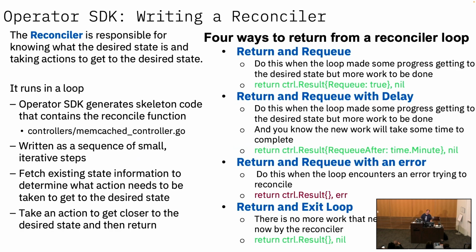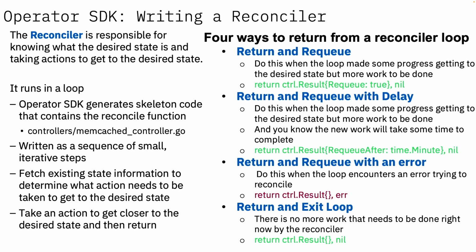The hard part is what's called writing a reconciler loop, and again, it just runs in a loop. And there are a couple of ways it can return. If it's made progress and gotten to the desired state, it does a return with a requeue, which means, okay, there's more work to be done, so go back into the loop again. The next one is, there's more work to be done, but I just started something. It might take 10 seconds or a minute to start. So there's the return and requeue with delay. And if something went wrong, there's the return and requeue with an error. And so you'll say, hey, try again, but there was an error.